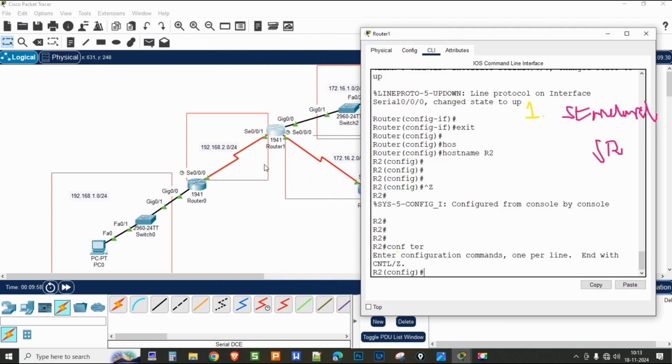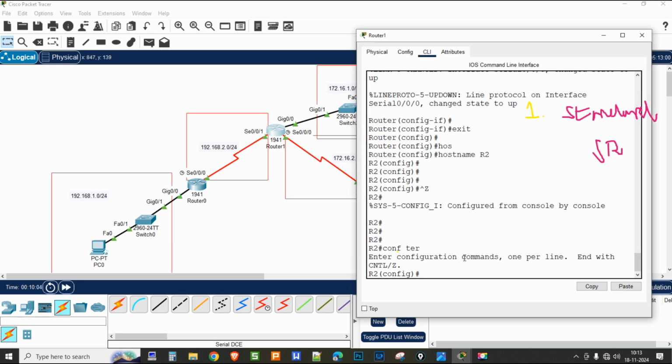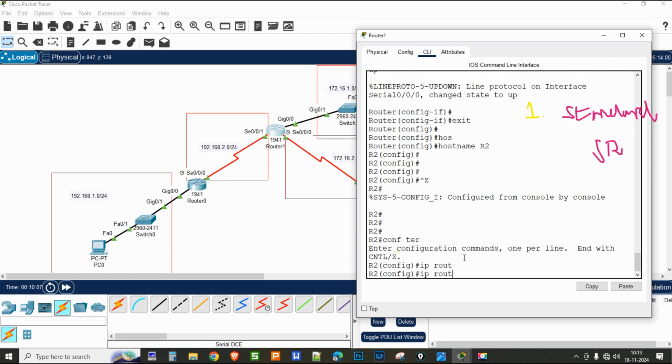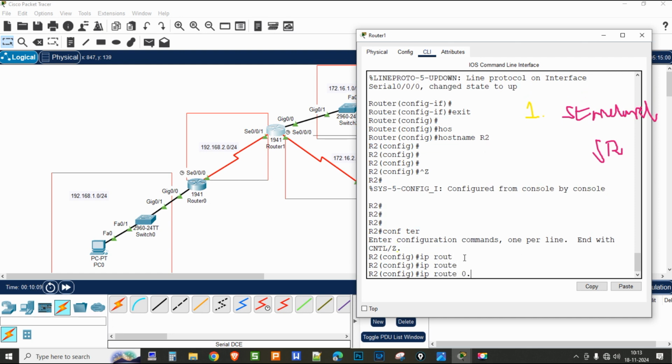Here the administrative distance, so 192.160.1.0 is going via 2.1. Then first I need to configure the IP route 192.160.1.0 followed by submask. Then which interface is it going? For example, this LAN network is going to this path. So this is the interface, 192.160.2.1.